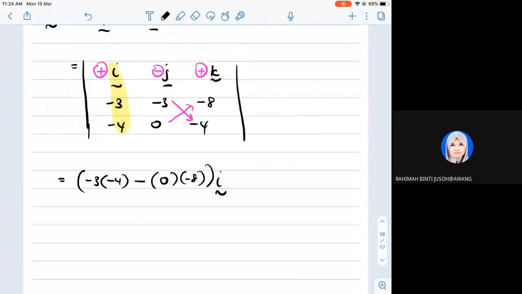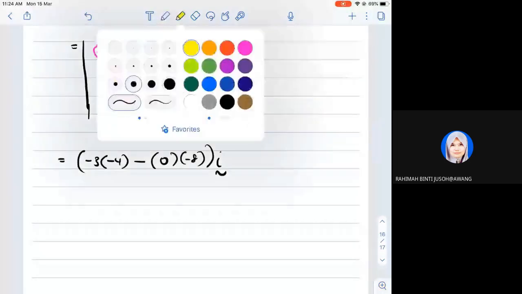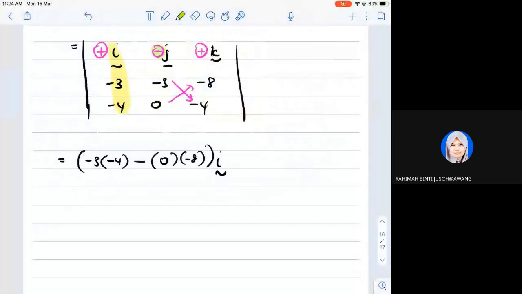Okay, next. For the J direction, we have to be careful because J has a minus. It has a negative J. So we put it as a negative in front. Open the bracket. We now cover J, close the second column. So we are now closing the first and third column. So first and third column means -3 times -4 minus -4 times -8. Like that. This is for J.